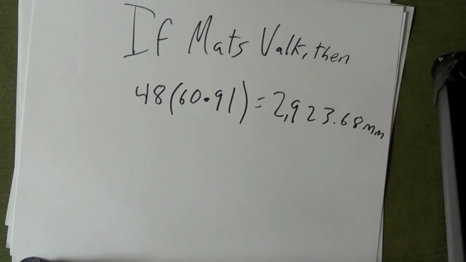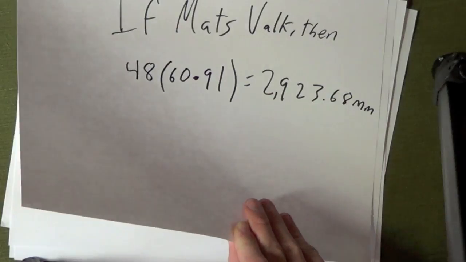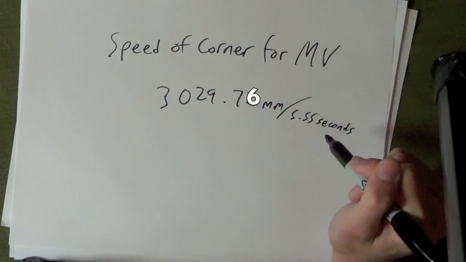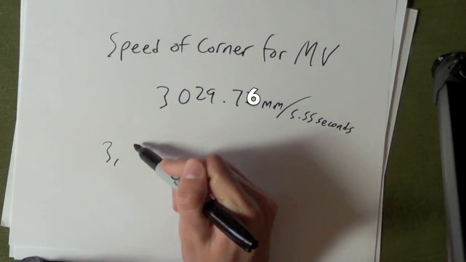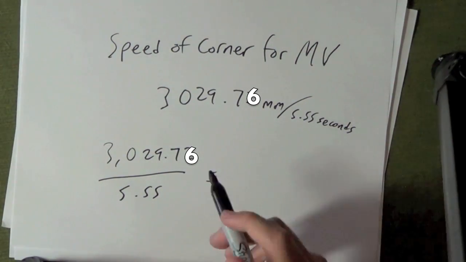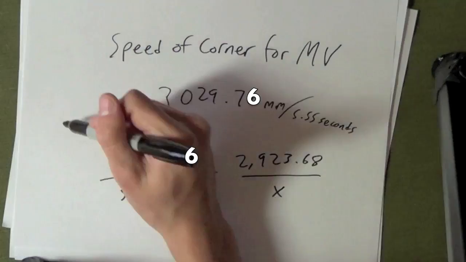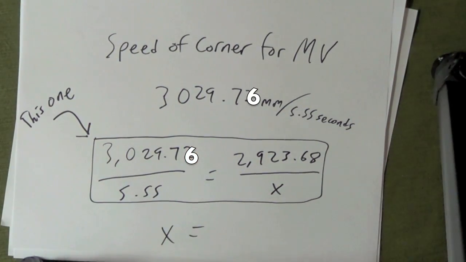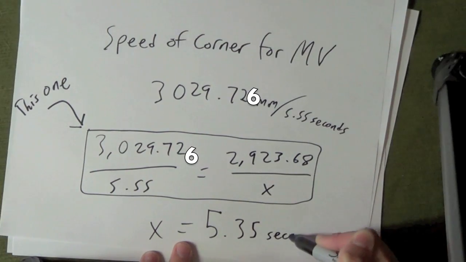Now let's figure out the average speed at which the corner cubie traveled in the world record solve. We know that it traveled 3,029.76 millimeters, so we have a rate of 3,029.76 millimeters every 5.55 seconds. Assuming that Matt's Valk can turn as fast on a 55mm Zhanchi as he can on a 57mm Zhanchi, we can set up the proportion on the screen where x is the amount of time it would have taken him to solve the same exact solve on a 55mm Zhanchi. Solving the proportion reveals, voila, 5.35 seconds.